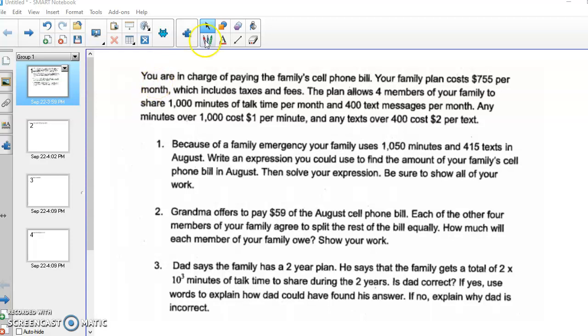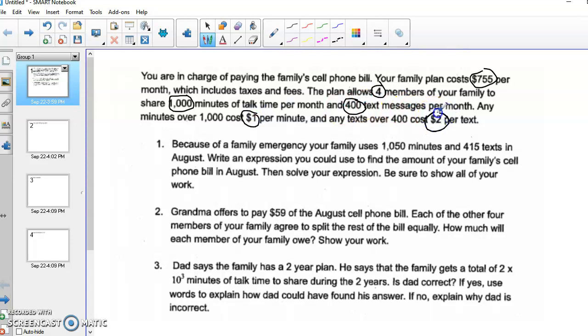All right, so now that we have absorbed that information, I'm just going to circle some of the important numbers that I see in the directions. And these are numbers that we're going to need to use to help us later on in our task.